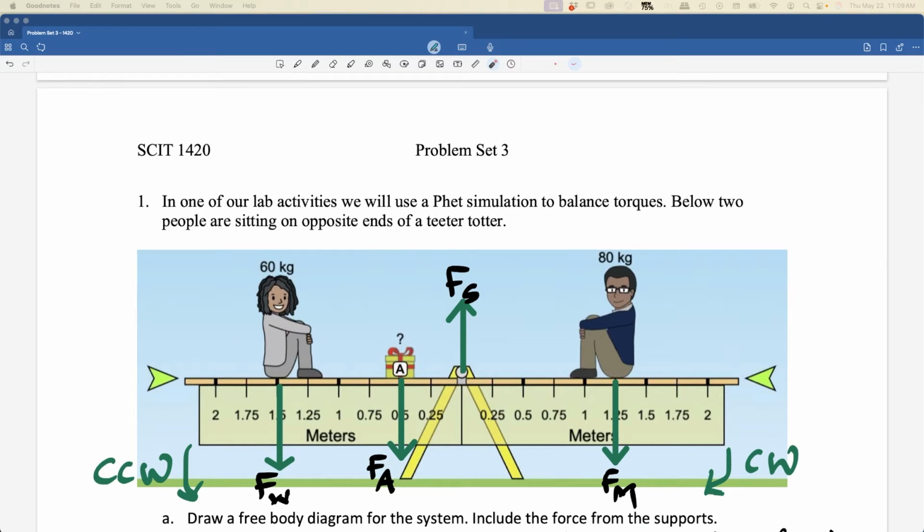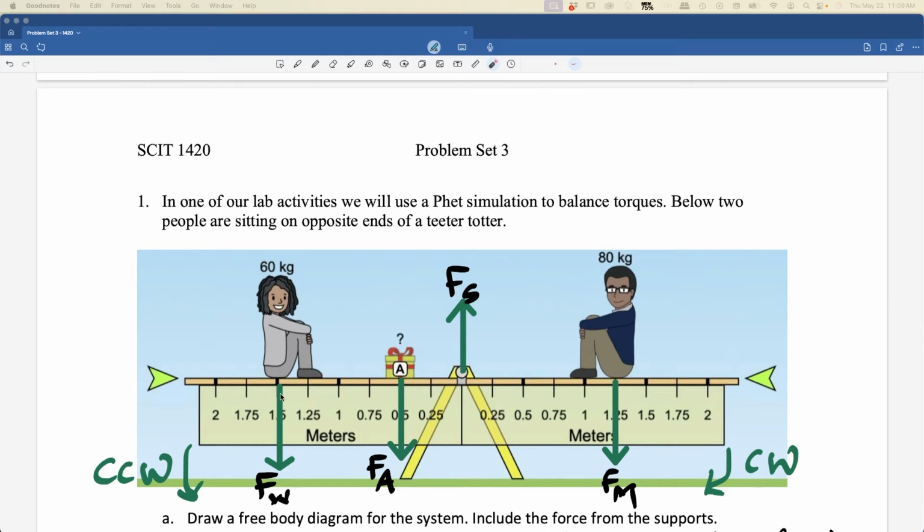Alright, now let's get on with the problems. This is problem number 1. You can see that two people are sitting on opposite ends of a teeter-totter. If you look carefully, you can see the forces acting.